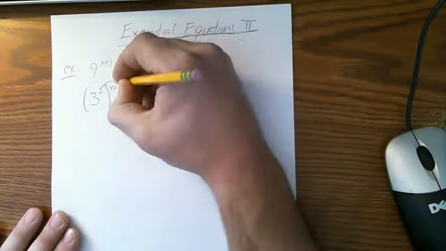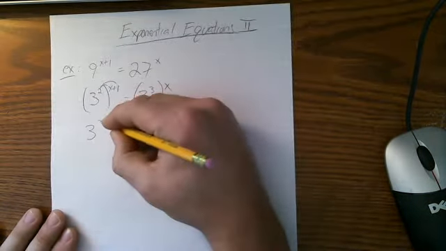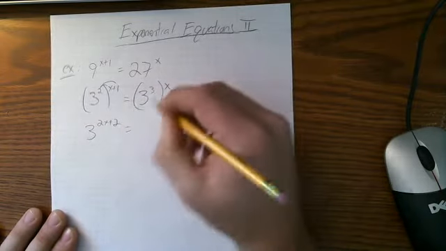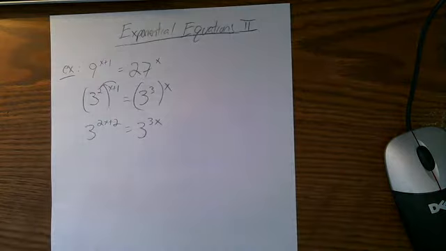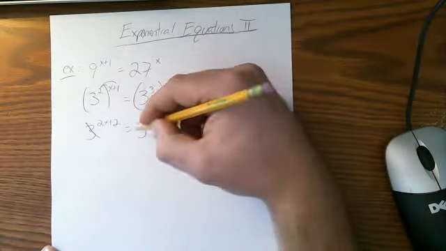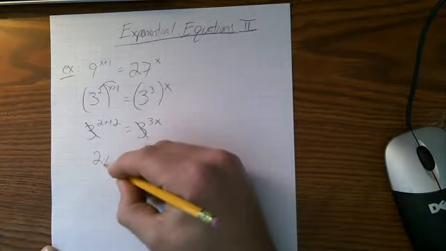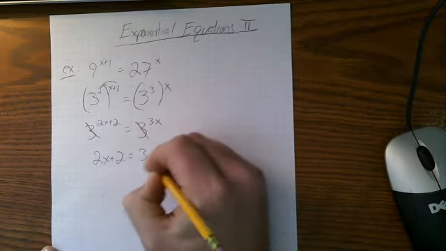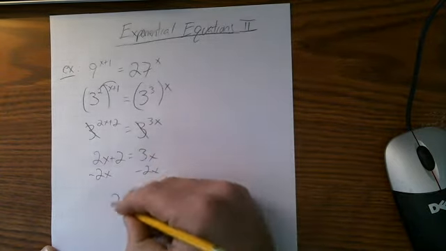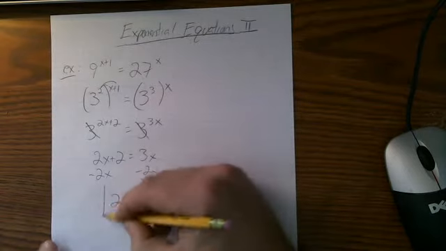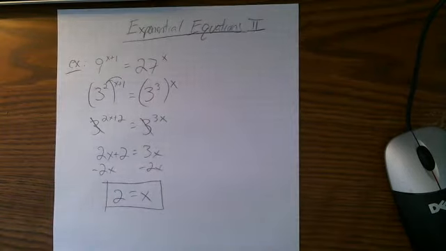Let's distribute the 2. And let's multiply the exponents there. So, now that the bases are the same, let's cross them out and set the exponents equal. And then finally, subtract 2x, giving you 2 equals x. So now, that's just revealing the skills that we learned yesterday, in which we had to change both bases.